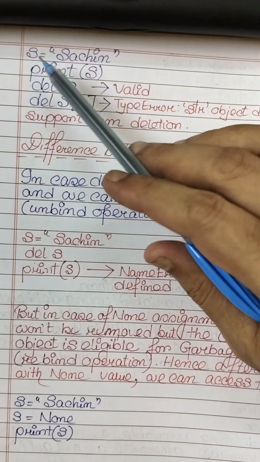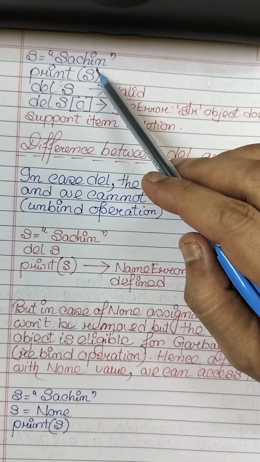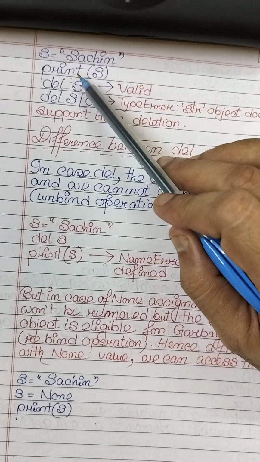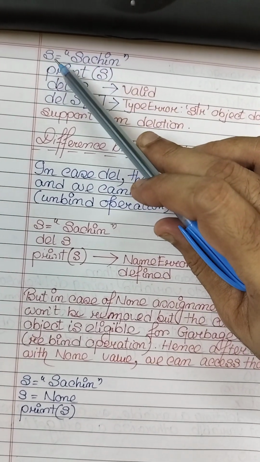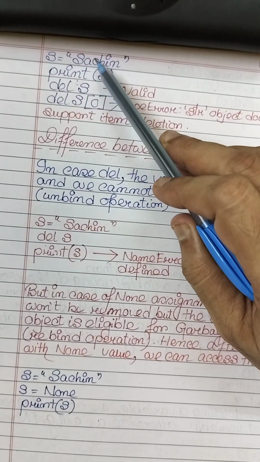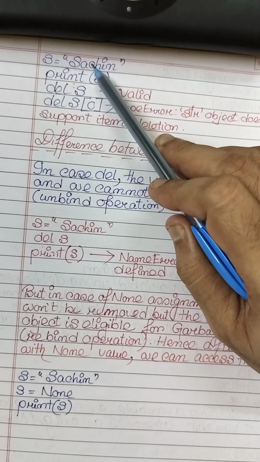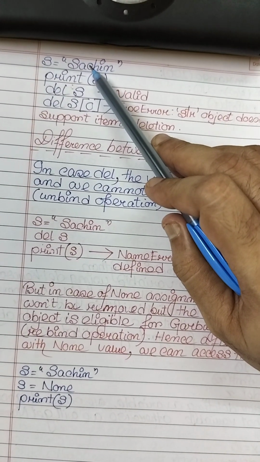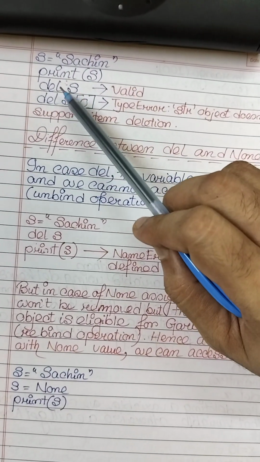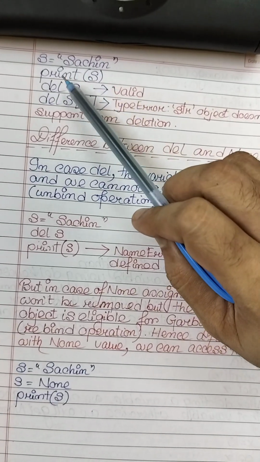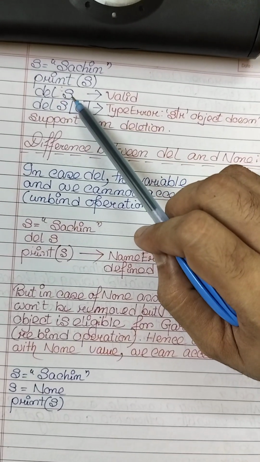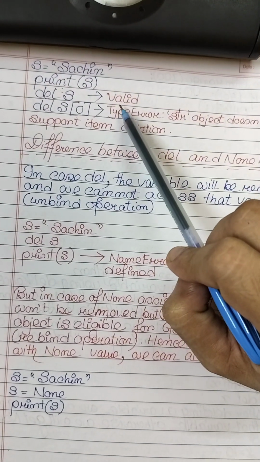Suppose S is a variable which contains a string, that is Sachin. Print S means it will print whatever string is in S, that is Sachin. Del S means after printing the string, delete S. That is a valid statement.